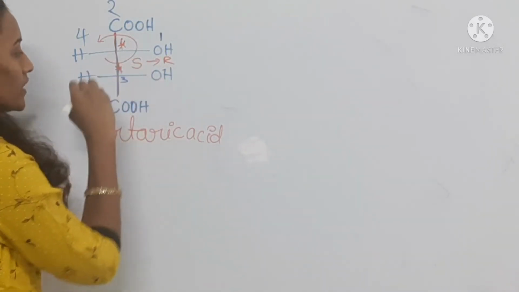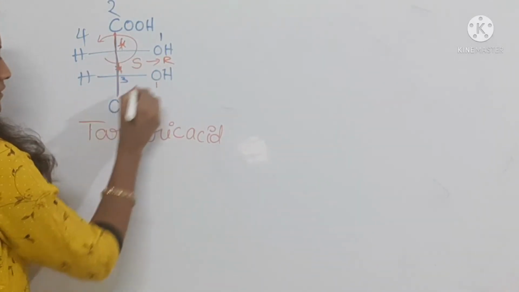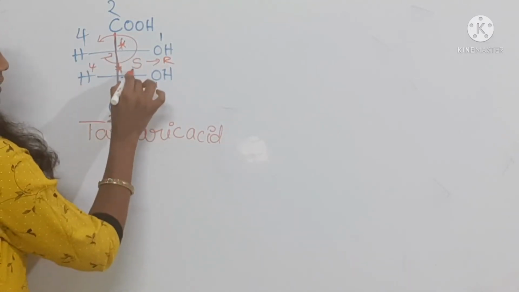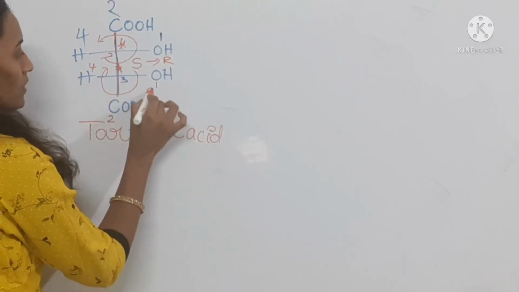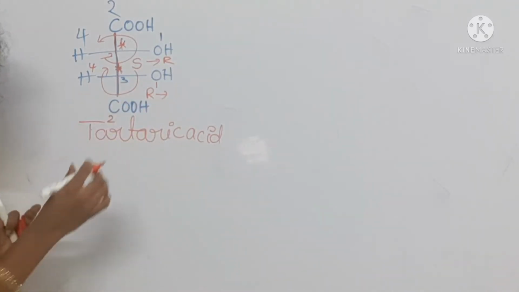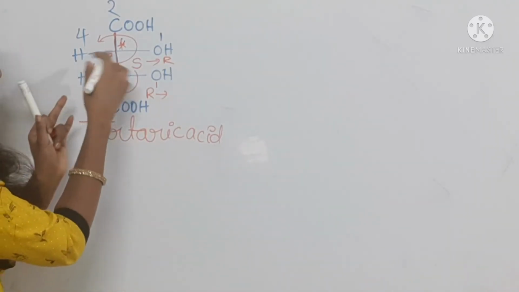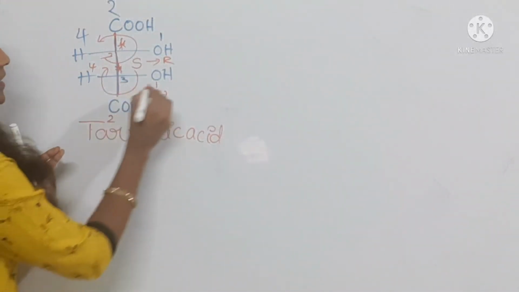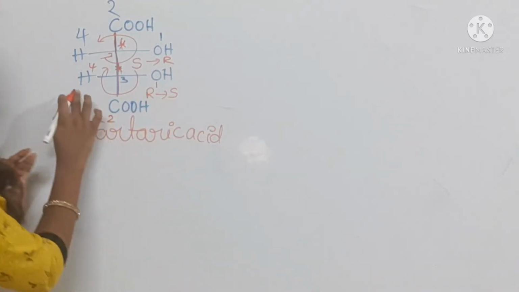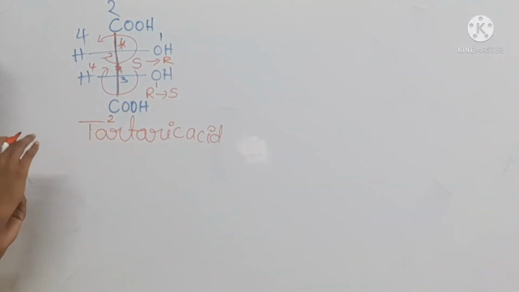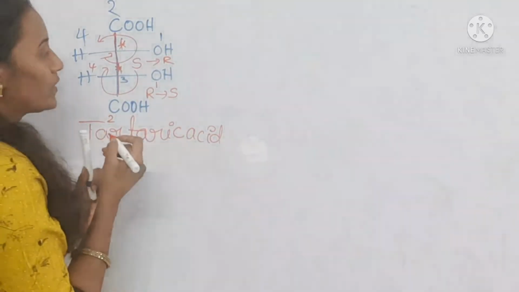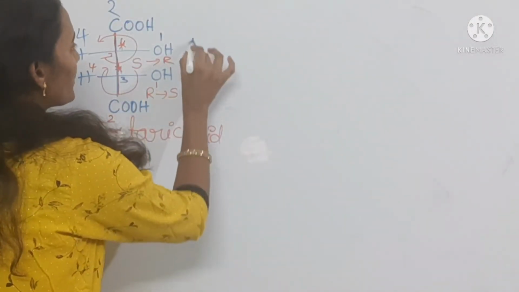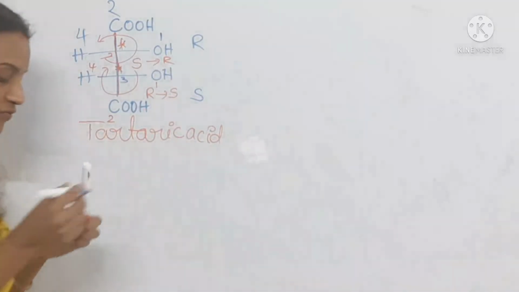In the same way, you can give priority for this chiral center also. 1, 2, 3, 4. This chiral center's rotation is in clockwise direction. So what happens here? R becomes S. Why? Because hydrogen, the least preferable one, is on a horizontal line. So the first one has R configuration and this one has S configuration.